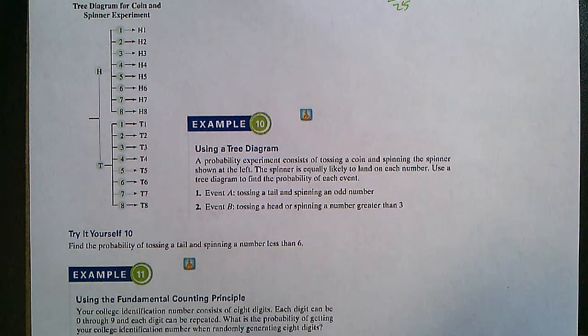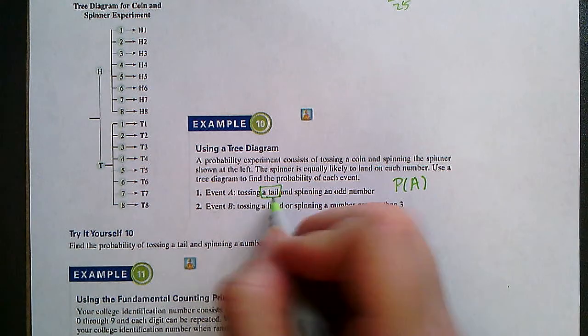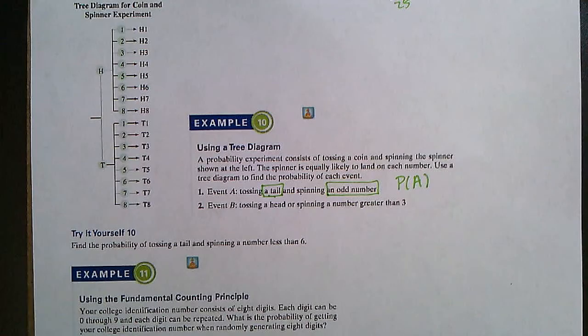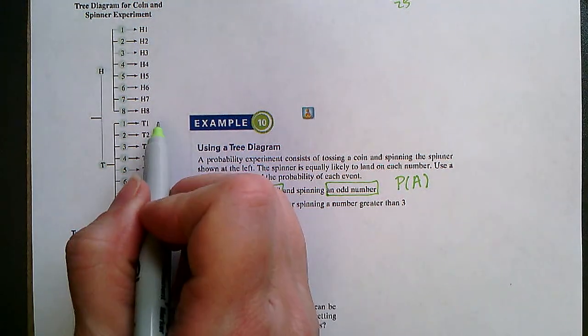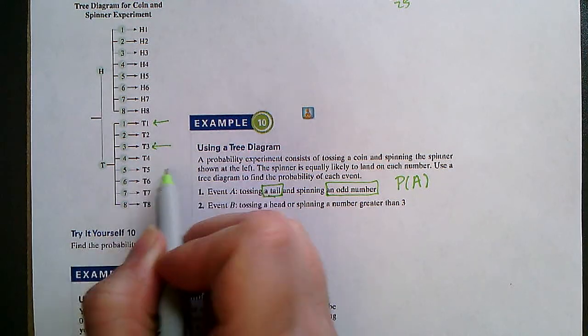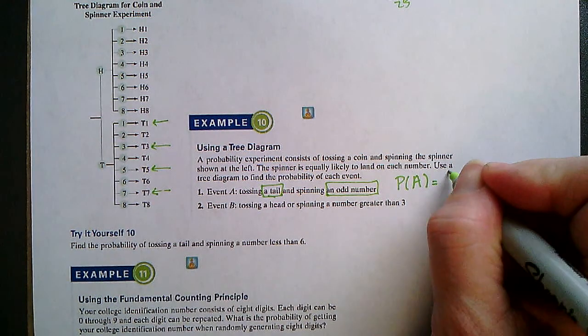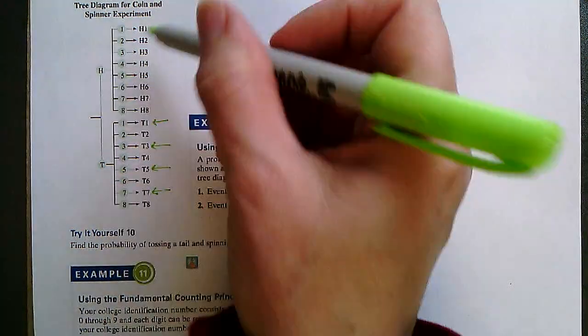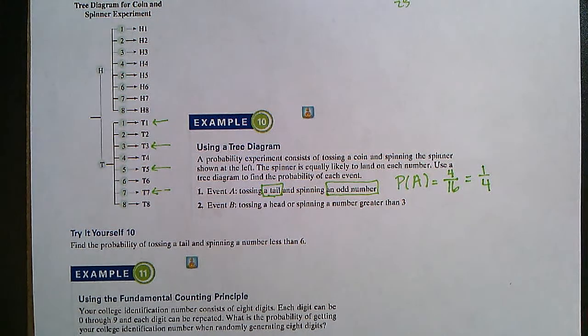For event A, they want the probability that you will toss a tail and spin an odd number. So tossing a tail, so probability of A, we are tossing a tail and then spinning an odd number. So that is not going to be a simple event, because tossing a tail and spinning an odd number would be tails in 1, tails in 3, tails in 5, tails in 7. So we'd have 4 outcomes in that event out of the 16 outcomes in our sample space. So that probability would be 1/4.